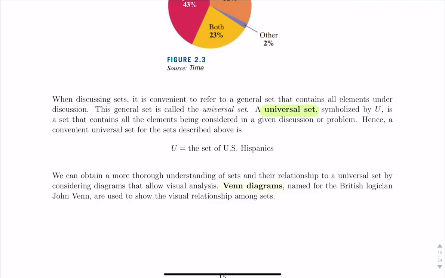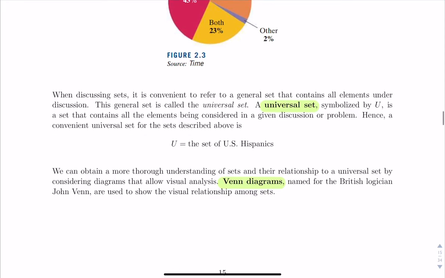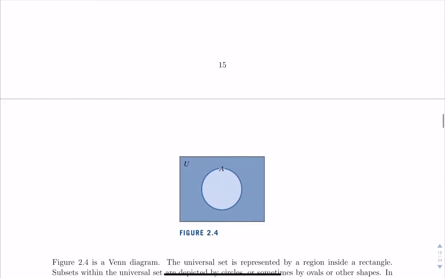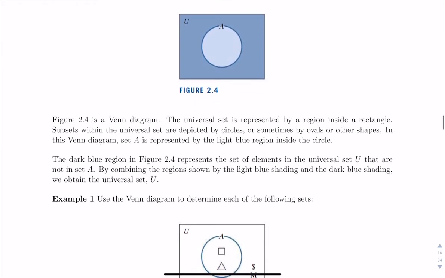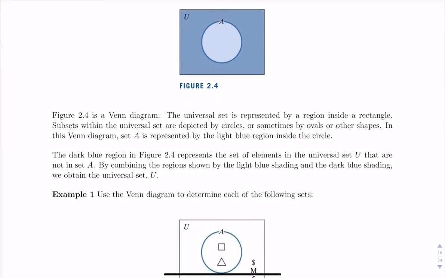Venn diagrams, named for a British logician, John Venn, are used to show the visual relationship among sets. And so in figure 2.4, you can see a Venn diagram. The universal set is represented by a region inside a rectangle. Subsets within the universal set are depicted by circles or sometimes ovals or other shapes. In this Venn diagram, set A is represented by the light blue region inside the circle. The dark blue region represents the set of elements in the universal set that are not in set A. So by combining the regions shown by the light blue shading and the dark blue shading, we get the whole universal set U.